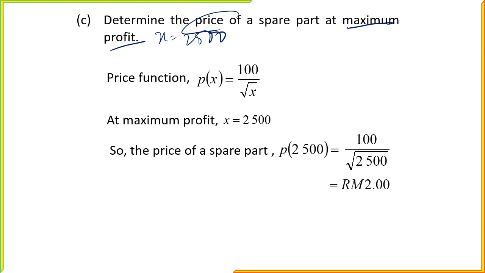So the price for the spare part should be RM2. You should put RM as a unit so you will get the correct answer, because this is in economics and business, usually it will relate to RM. But it depends on the question. Maybe they said dollar or USD or anything, so just follow the question. Okay, so this is for example 3.